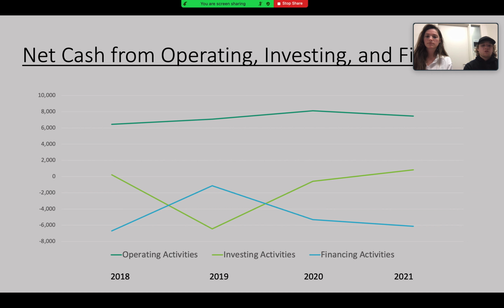Now, as for investing in financing activities, we've seen a lot of oscillation regarding those numbers. Generally speaking, they've remained negative. So it does appear that 3M's leadership concerns itself a lot more with its cash flow from operating activities, and that's how it finances its business model.